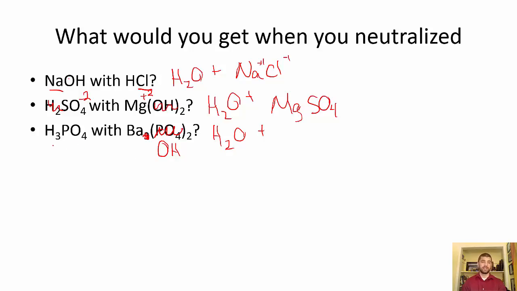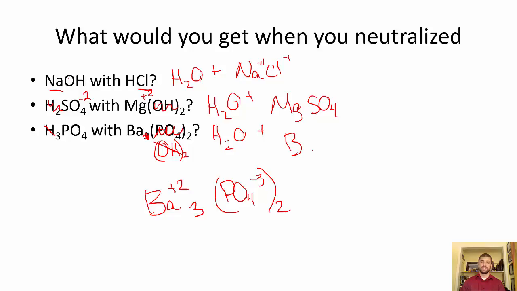So what would we get if we had H3PO4 and Ba(OH)2? Well, let's see. I know the OHs and the H's are going to come together. I'm going to be left with barium, which has a Ba plus 2 charge, and phosphate, which is PO4 minus 3. All right, so what's my formula going to be? We can do the switch and simplify, right? We're going to need 3 Ba's and 2 PO4. So my formula is going to be Ba3(PO4)2.